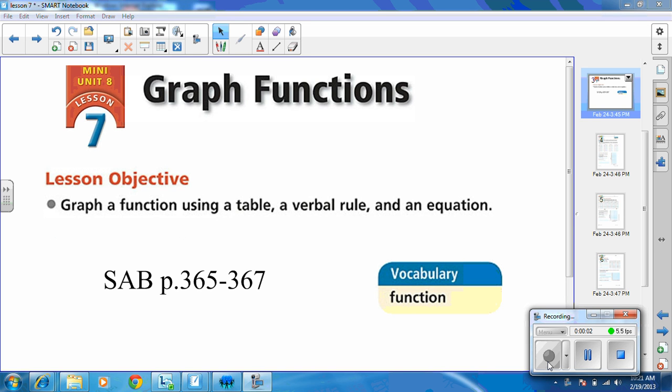Okay, Unit 8, Lesson 7, we're graphing functions. So it's taking the last two lessons and applying the concepts that we learned in them, both how to solve a function table and then how to plot coordinate pairs. So SAB page 365 through 367.